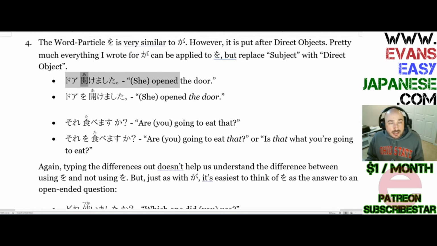Doa akimashita ka? She opened the door. Oh, sorry, I added ka. I'm apparently not able to read Japanese. Doa akimashita. She opened the door. Doa wa akimashita. She opened the door. That's what she opened. The thing that she opened is the door.